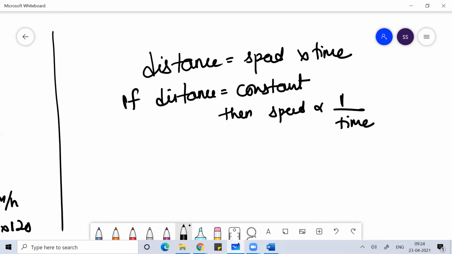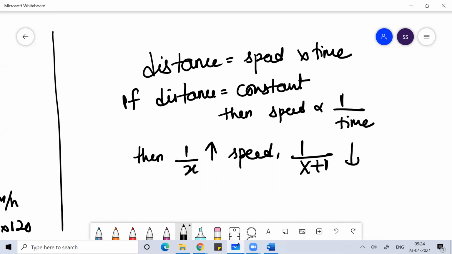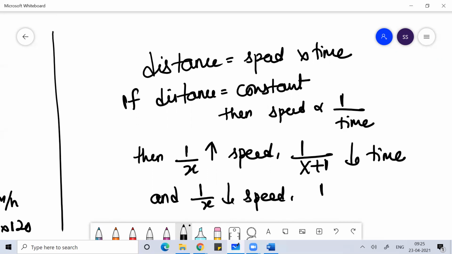You remember in the percentage chapter I told you that if the product of A and B is constant, meaning A is inversely proportional to B, then if A increases, B will decrease, and if A decreases, B will increase. Same logic: if distance is constant, then speed and time are inversely proportional. So you can remember that 1 by x increase in speed will give 1 by x plus 1 decrease in time, and 1 by x decrease in speed will give 1 by x minus 1 increase in time.